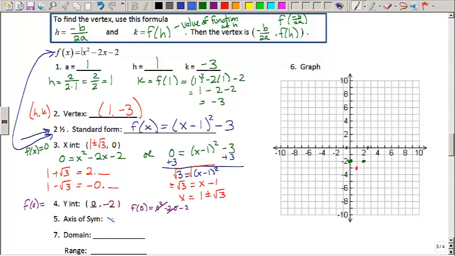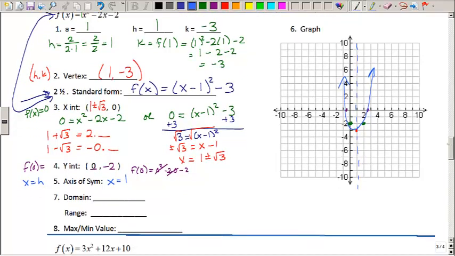Next, to find the axis of symmetry, my axis of symmetry is always x equals h. In this case, x equals 1. And I can sketch that vertical line at 1 for my axis of symmetry. That's all the information I'm going to get for my sketch, so I'm going to sketch. Make sure you put arrows at the end, and that's a fairly good sketch of your quadratic equation.